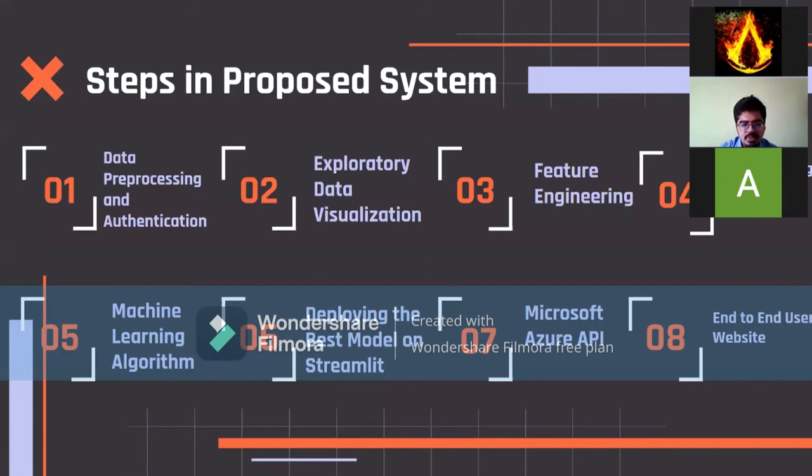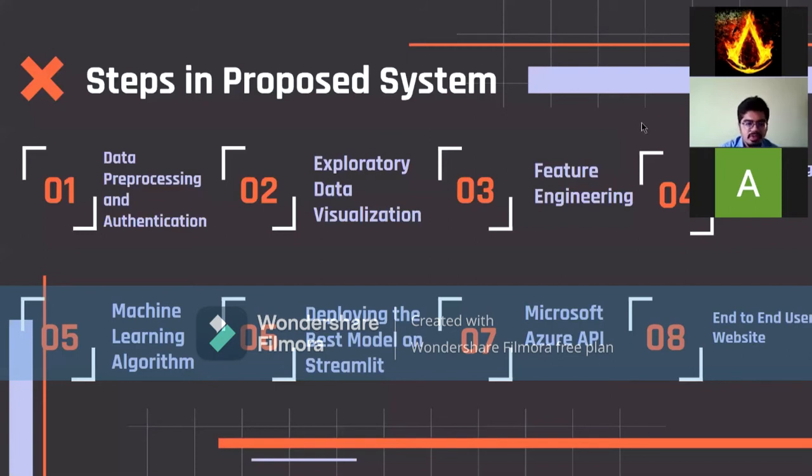So the next step comes into picture, which is the final step, where we will create an end-to-end user website where the user will get to know about all the features, their importance and the data visualization which we have done. We will create a Google form integrated on our website, so that whenever a person wants to access the API, he will just have to fill the form and the API will be mailed to that particular person.